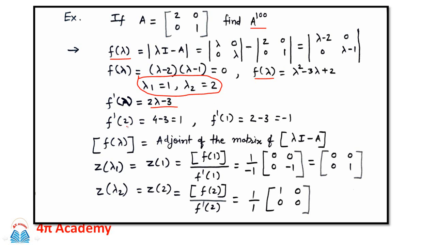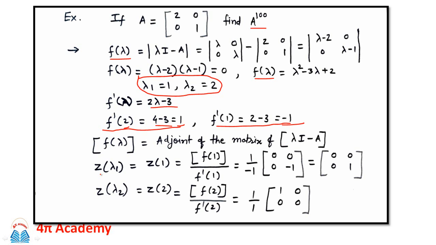So f dash of 2 means if we substitute the eigenvalue as 2, then it will be 4 minus 3, which is equal to 1, and f dash of 1 will be equal to 2 minus 3, which is equal to minus 1. So these are our values of f dash of 2 and f dash of 1. Then the matrix f of lambda is the adjoint of the matrix of lambda I minus A.